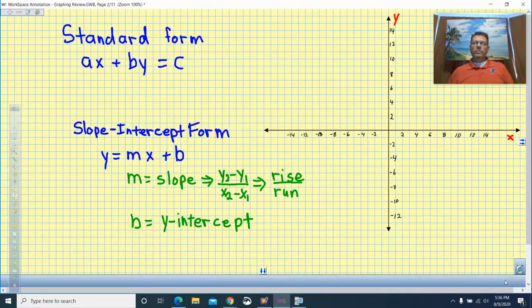So a little quick review of linear equations in standard form and the slope-intercept form, also known as the y equals form. The thing next to x being the slope and the b being the y-intercept. Hope that's helpful to get the rust off, and so you can do some good graphing of linear functions.